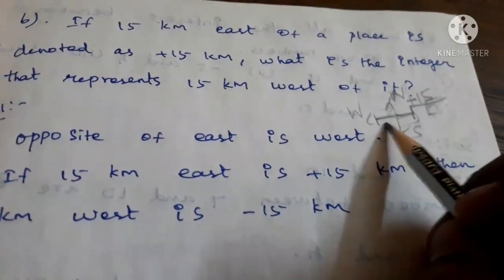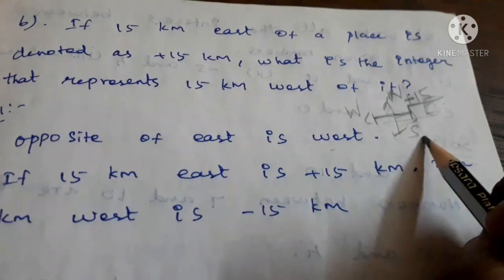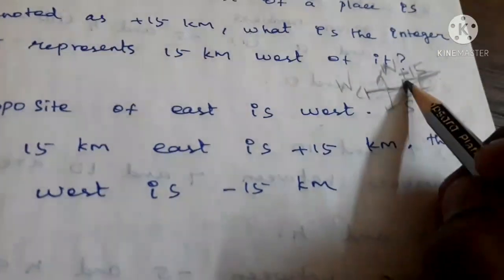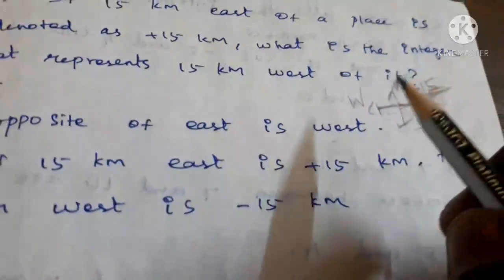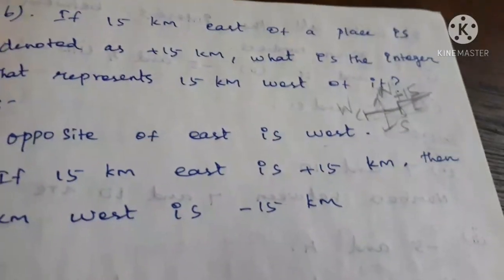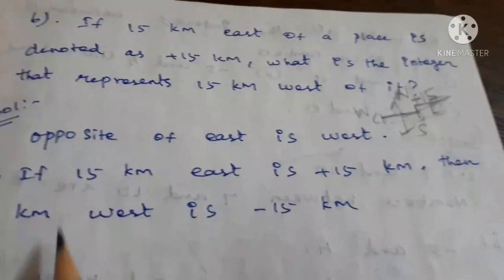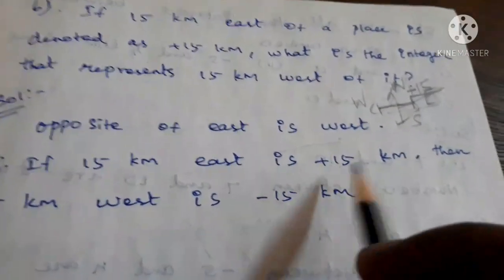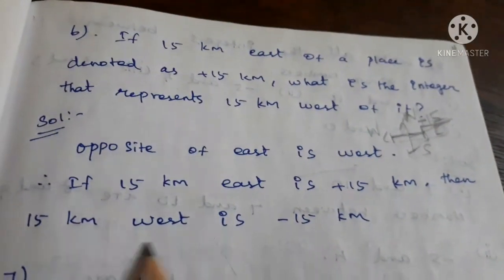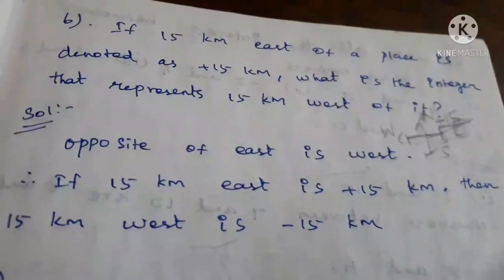See, when moving from left to right, it is denoted by plus. Then if it is moving from right to left, what will be its opposite? Opposite of the east is west. So if 15 km east is plus 15 km, then 15 km west is obviously minus 15 km.